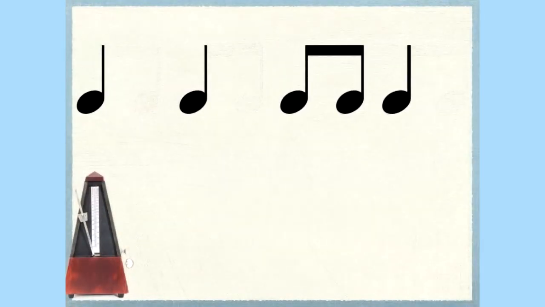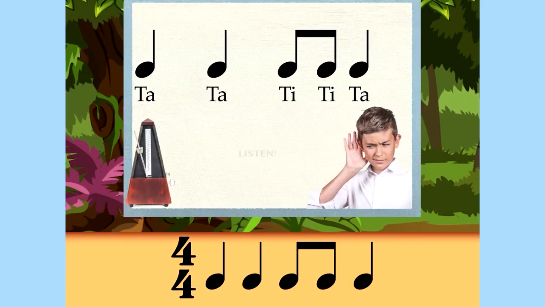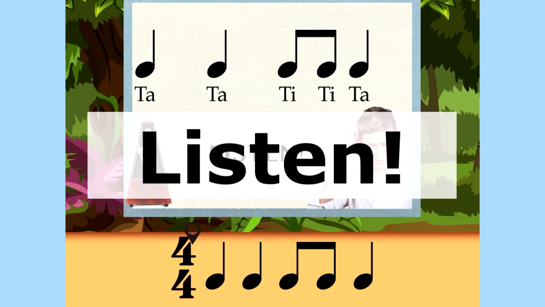Now let's get ready to try tapping an actual rhythm that combines quarter notes and 8th notes. First, we better think how we're going to count this rhythm out loud. We'll say ta for each quarter note and ti-ti for the pair of 8th notes. The rhythm will sound like this. Ta, ta, ti-ti, ta. Listen to me play it for you. 1, 2, ready, listen.